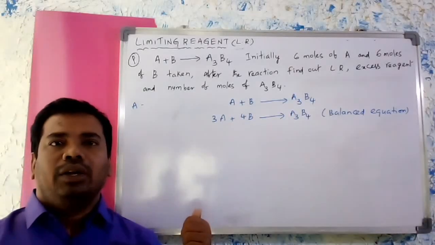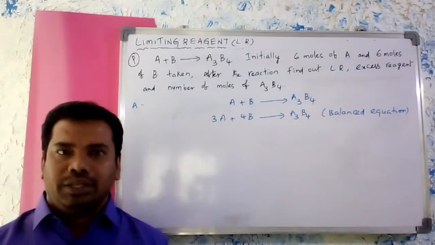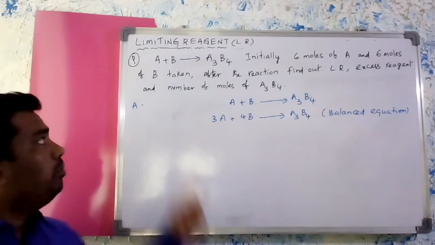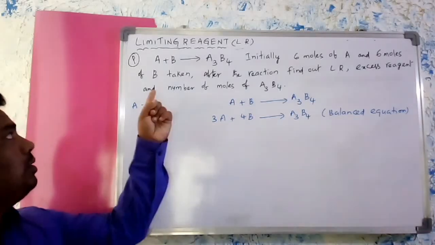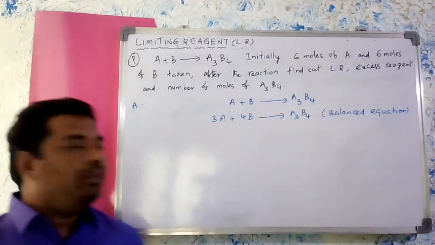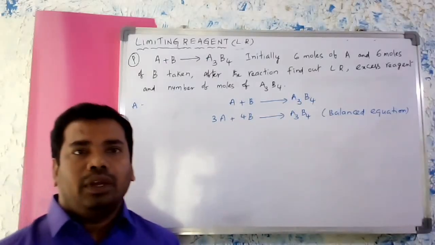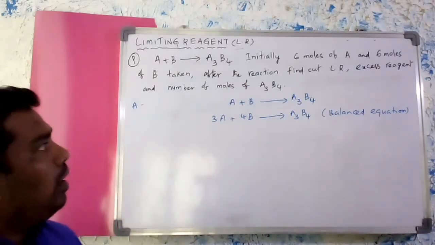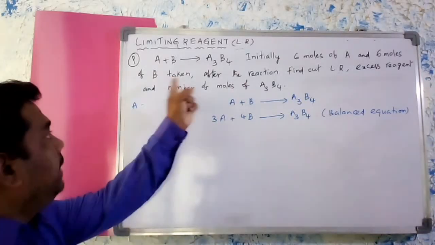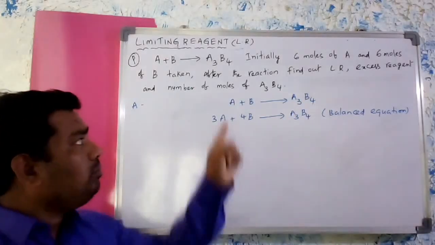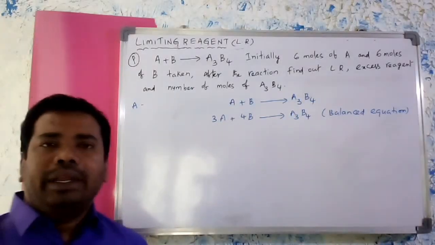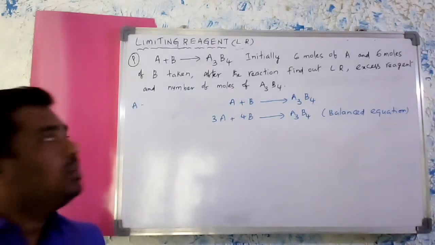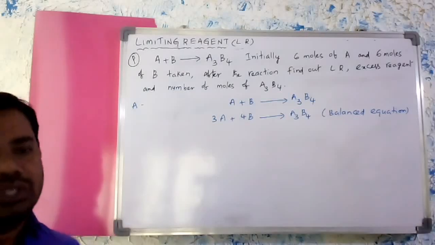Today we will continue the topic limiting reagent. So we will discuss problems based on limiting reagent. See the problem: A plus B gives rise to A3B4. Initially 6 moles of A and 6 moles of B are taken. After the reaction, find out the limiting reagent, the excess reagent, and the number of moles of A3B4. So this is the problem.